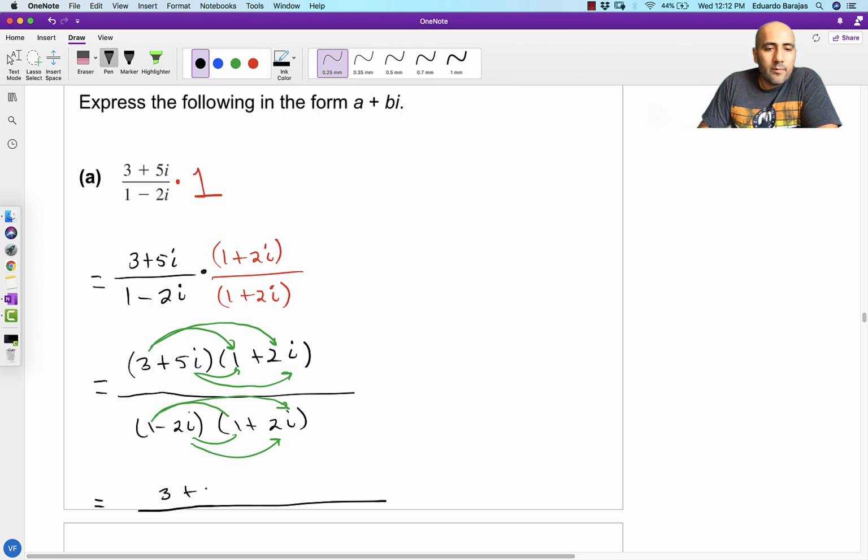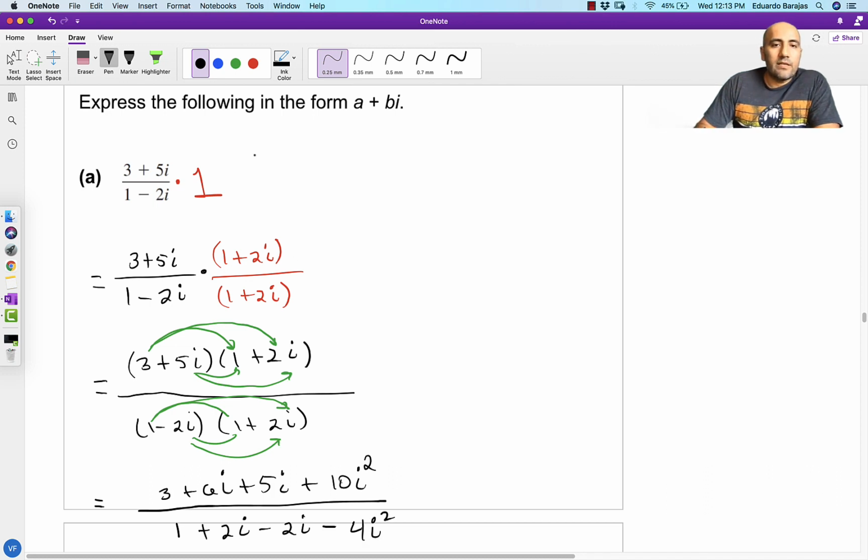plus 6i plus 6i plus 5i plus 10i squared. We'll simplify that in a little bit. In the denominator, I'll end up with a 1 plus 2i minus 2i minus 2 squared, I'll just say 4, minus 4i squared. Each one of these i squares becomes a negative 1. Negative 1 there, negative 1 there.